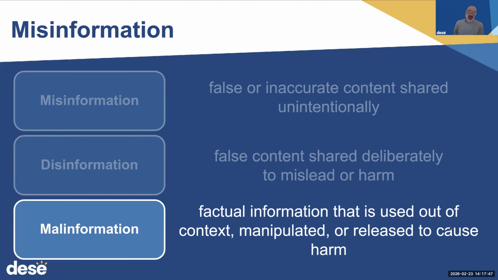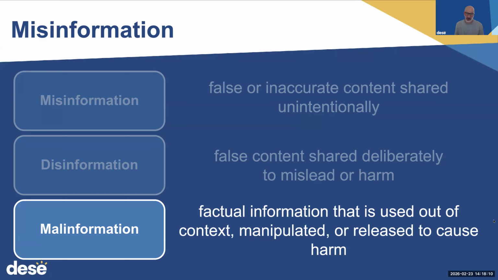So academic integrity is one of those first initial concerns that we have. And now let's take on the second concern, which is misinformation. Before we do that specifically, let's clearly define these different levels from malinformation all the way to misinformation. Malinformation is factual information that is used out of context, manipulated, or released to cause harm.